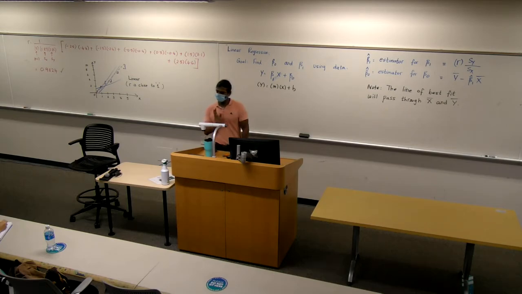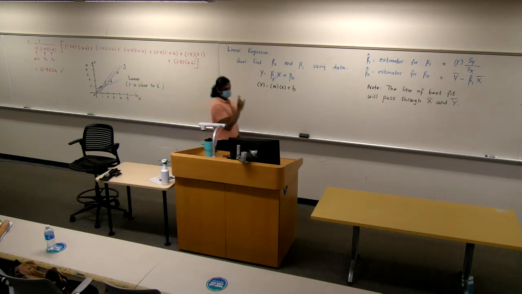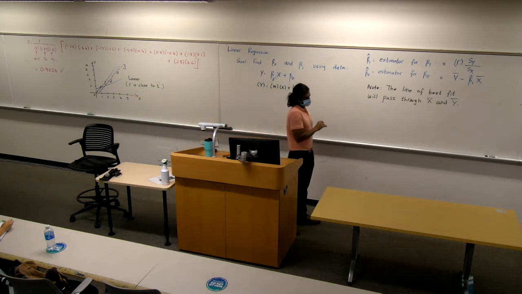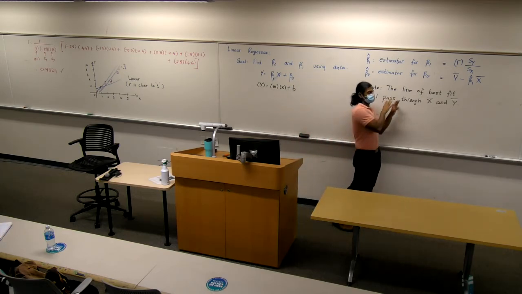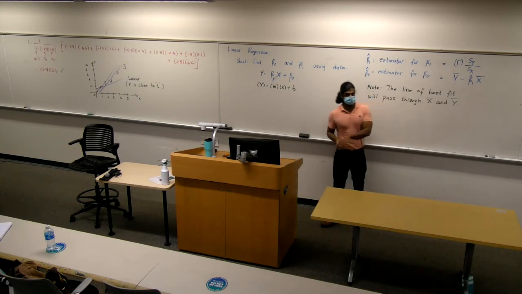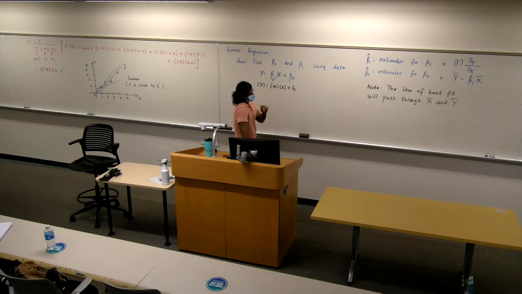The line of best fit will definitely pass through the average of the x values and the average of the y values. That is the reason why we call it the line of best fit. That goes to the derivation part of things.